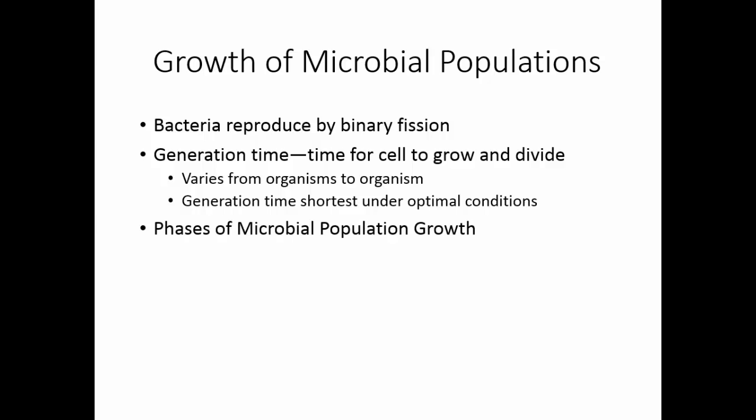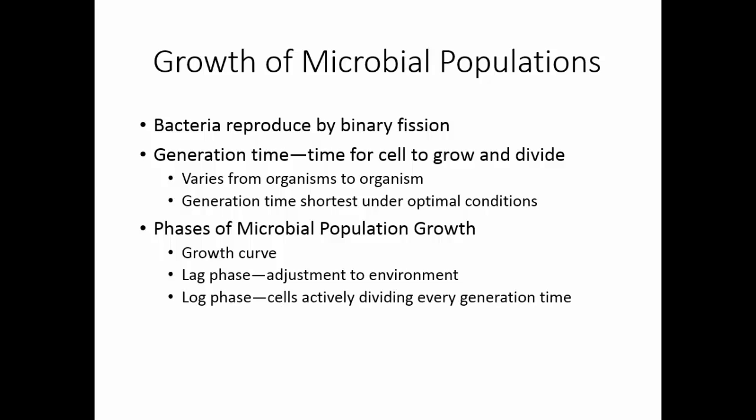We can look at the phases of microbial population growth by plotting a growth curve. That is, we look at the number of organisms present based on how long the culture has been growing. We will see four distinct phases. The lag phase is the first little bit of the growth curve. This is when the organism is adjusting to the environment. If there's a new nutrient present, the organism may have to start producing a new enzyme in order to process it. During the log phase, the cells are actively dividing. Every generation, the population doubles. Log is for the phase of logarithmic growth.